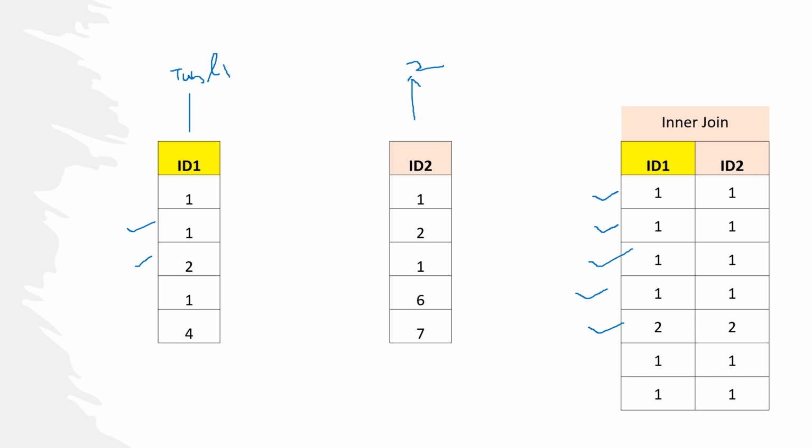And now see this one. 1 to 1, we will get this record. And now 1 to 2 is not equal, we will not consider this one. 1 to 1, 1 is equal to 1, we will consider this record. So this is the way we are approaching the inner join.